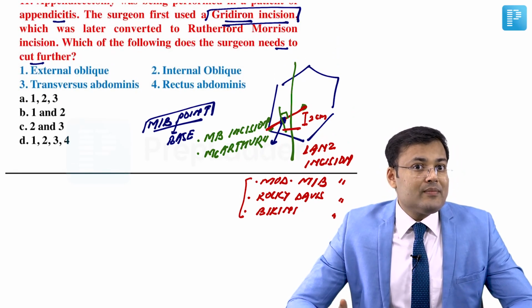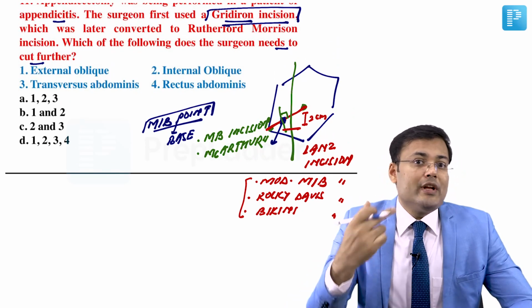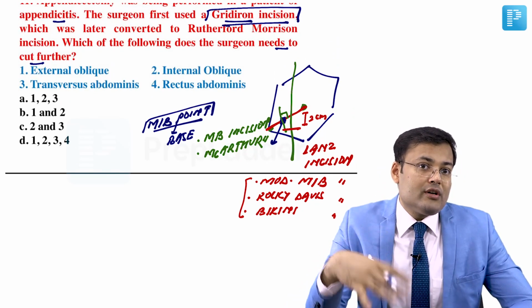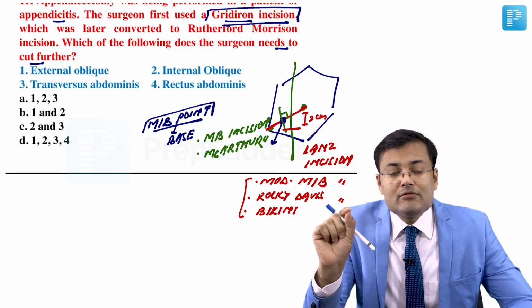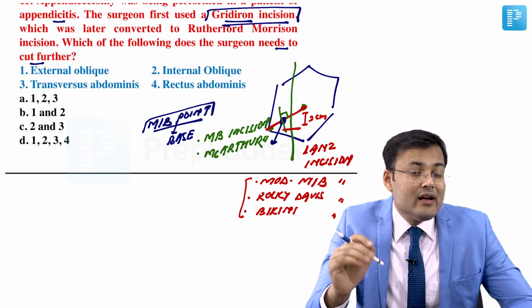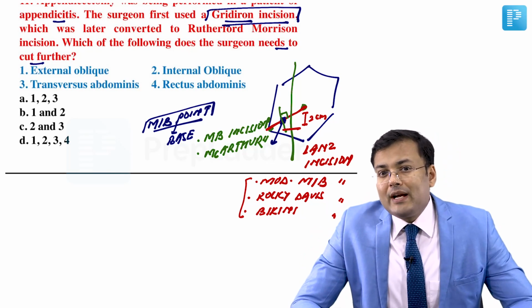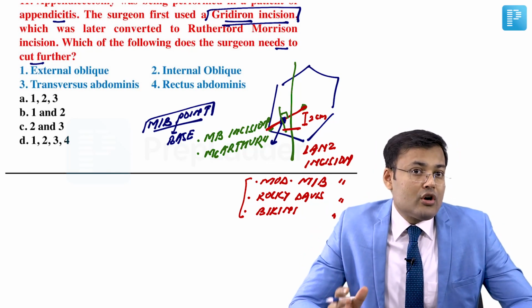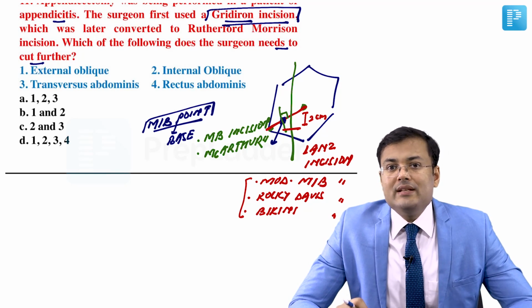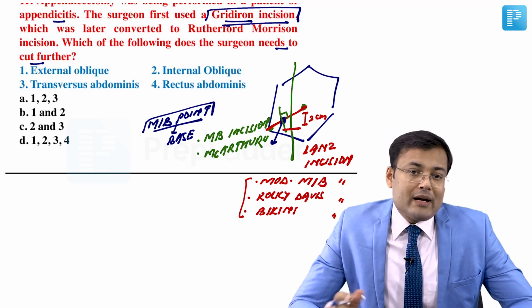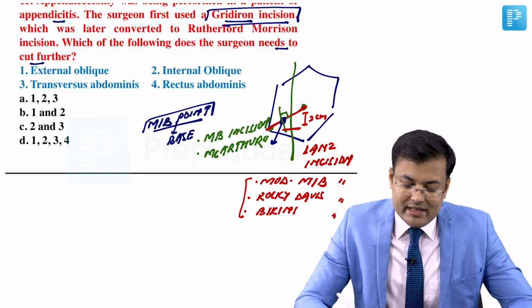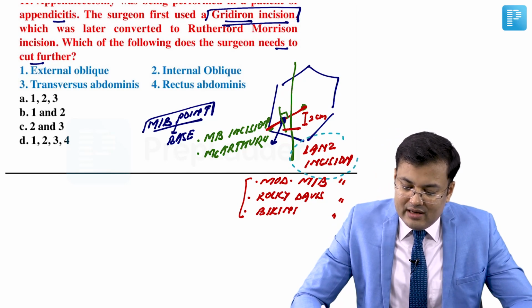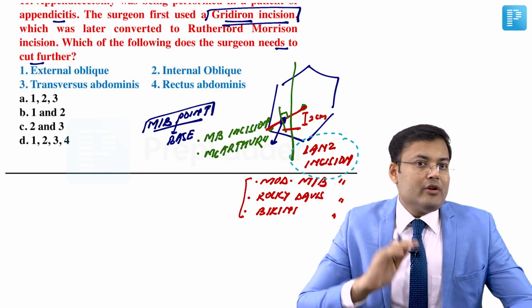So Lange incision is given on the line joining the midpoint of the clavicle to the midpoint of the inguinal ligament, 2 centimeter below the umbilicus, transversely along the skin crease. Other names: modified McBurney's, Rocky Davis, bikini incision. Both McBurney's incision as well as Lange's incision are muscle splitting. Which one is cosmetically better and preferred nowadays? Lange incision.